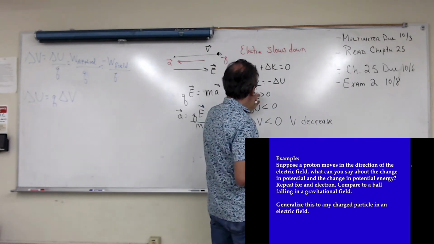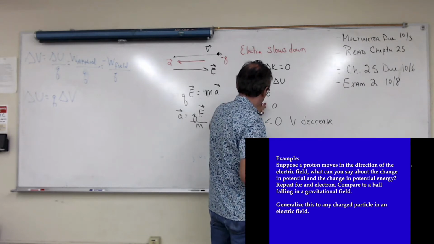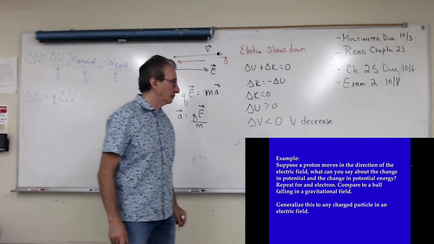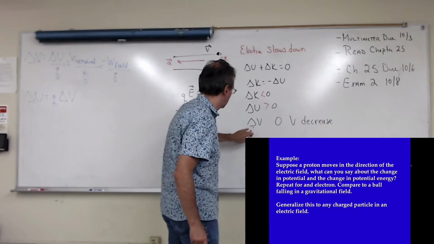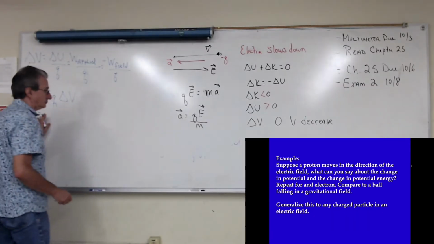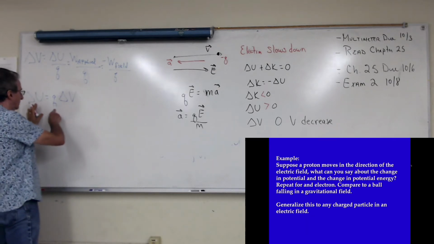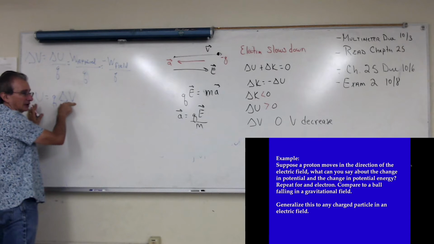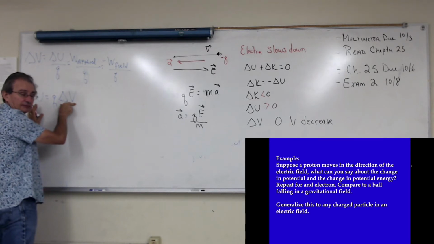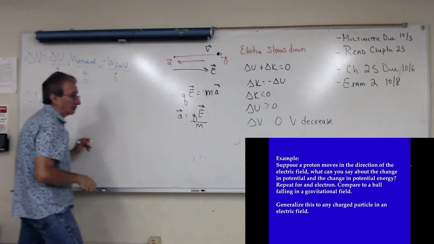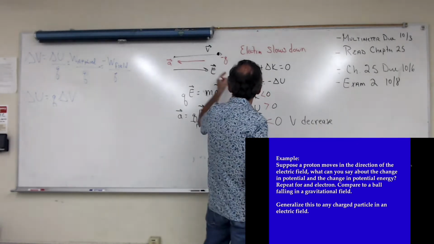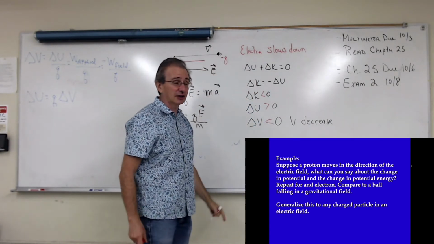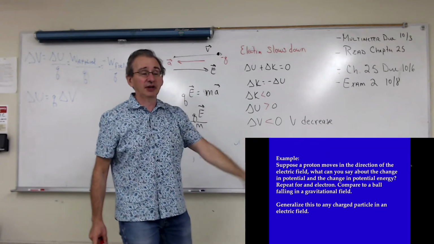That means delta K is less than 0, so delta U is greater than 0. Now what about delta V? This is greater than 0 and this is less than 0, so what would delta V be? Less than 0. Why? Because the electron, for the moment, is moving in the direction of the electric field. It's moving in the direction of decreasing V.